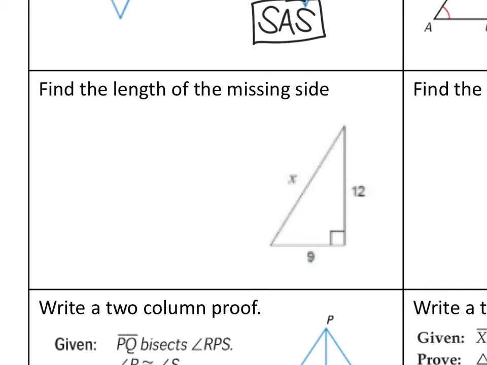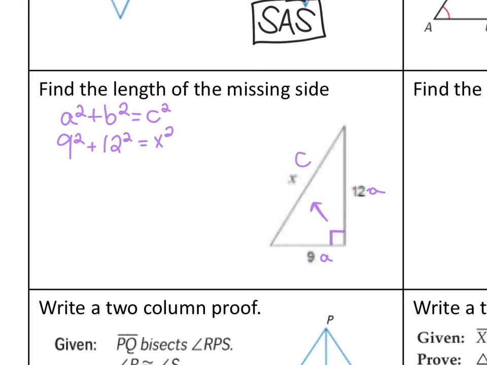Find the length of the missing side. Remember, anytime we have a right triangle and we have a missing side, we can use, you guessed it, the Pythagorean theorem, where C is our hypotenuse, the side opposite our right angle. So in order to find x, in this case the hypotenuse, we're just going to substitute in the values that we are given. A we'll say is 9, B is 12, C is x.